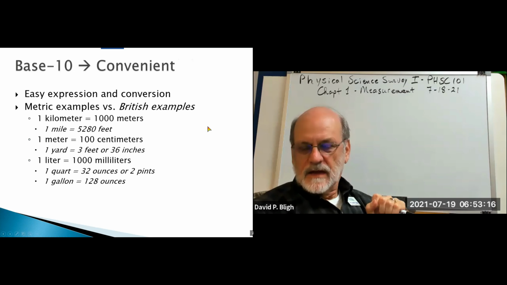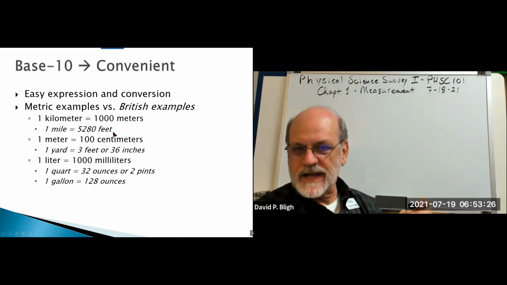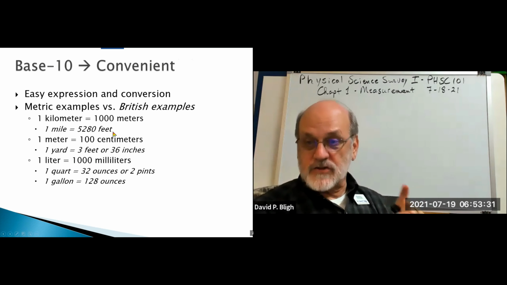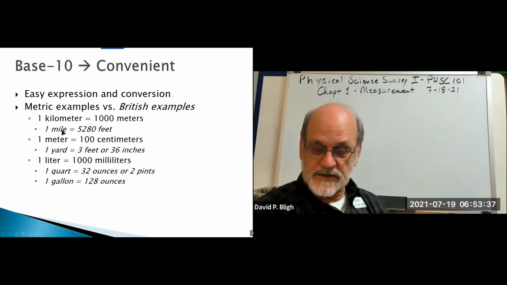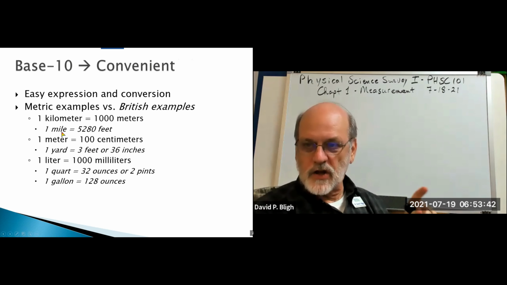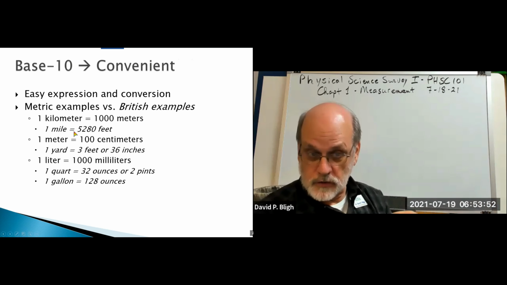Okay, so the convenience of base 10 is illustrated here by 1 kilometer equals 1,000 meters, right? It's just 10 to the third difference, whereas 1 mile equals 5,280 feet, right? And that's a statute mile, right? There are two different types of miles, right? There's the statute mile that we use on the ground, and there's the nautical mile that pilots and boat captains use. It's defined a different way, right? So there you could have confusion.